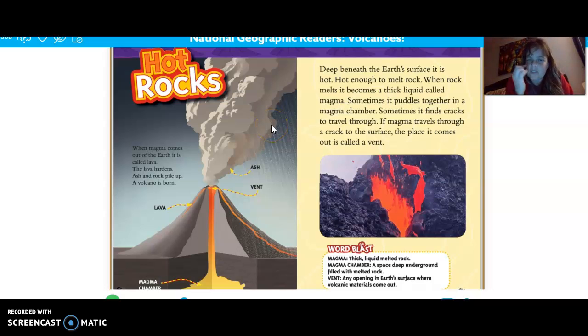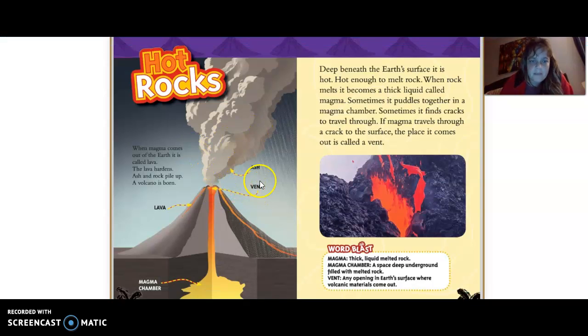Deep beneath the Earth's surface, it is hot enough to melt rock. When rock melts, it becomes a thick liquid called magma. Sometimes it puddles together in a magma chamber. Sometimes it finds cracks to travel through. If magma travels through a crack to the surface, the place it comes out is called a vent. Oh, yep, here's the vent in the diagram.